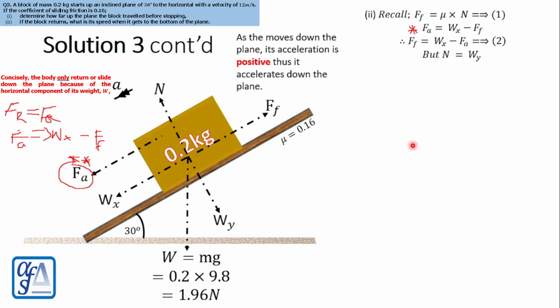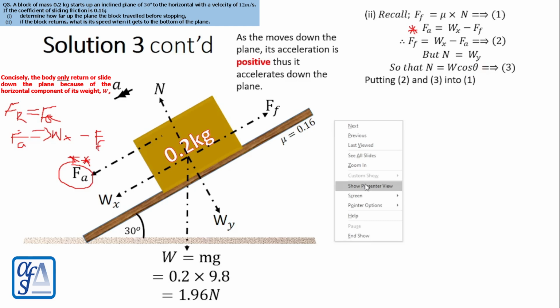Very good. So if N equals W sub Y, of course we know N is going to be equal to W cos theta. Okay, so putting 2, let me pick my pen again. Now putting this and this into 1.